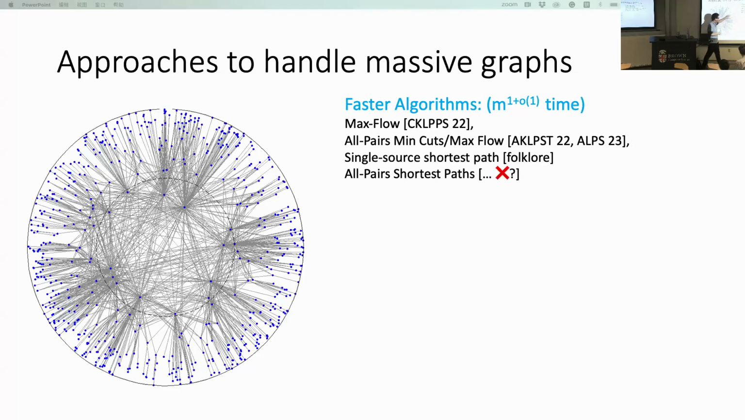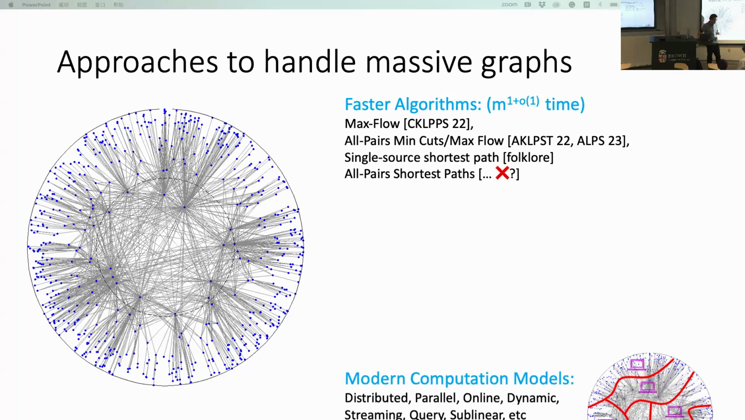Some researchers believe, there are conjectures saying, that we cannot do it in subcubic time. Subcubic means something less than n to the 3. So the best thing to do is just to perform a DFS from every vertex. So this is the first approach, just to design faster algorithms. And for some problems, we believe we cannot do it in almost linear time.